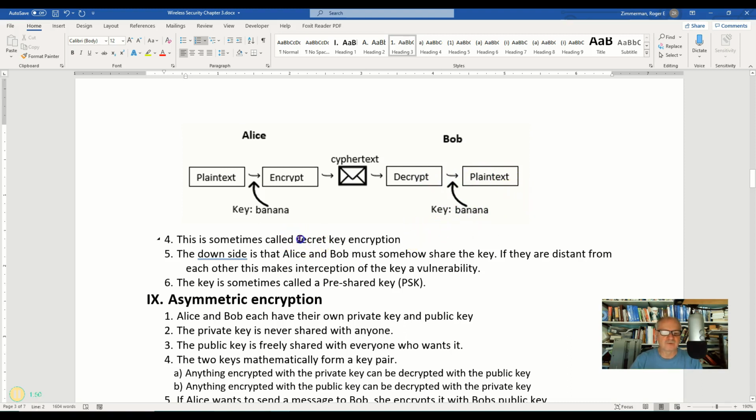There is another name for this. Sometimes we call it secret key encryption. So that's a technical term right here, secret key encryption.